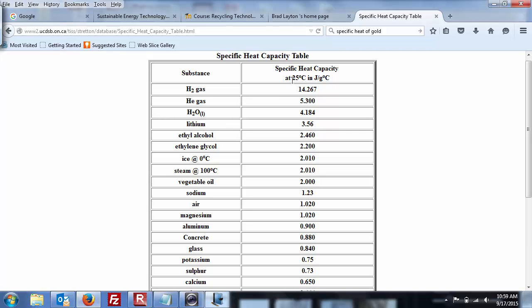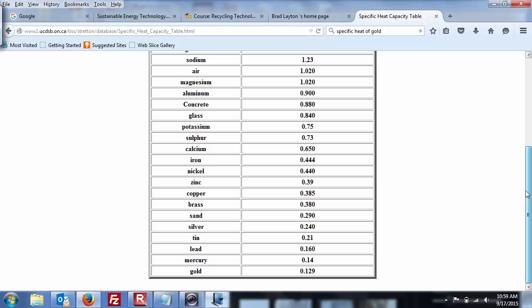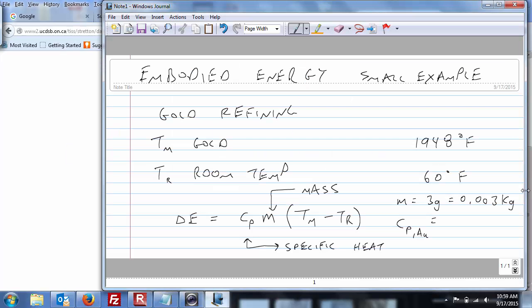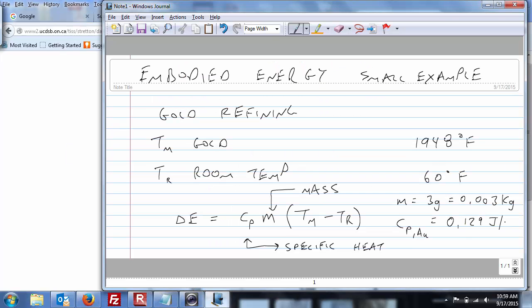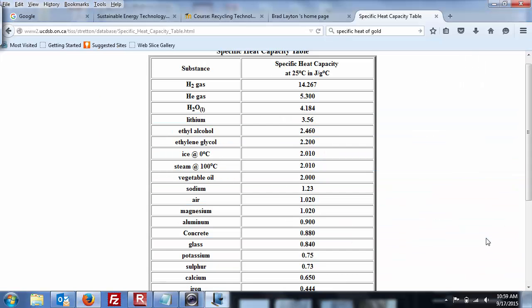And we're using the gold in its solid state. So this is just a simple example. So 0.129, and what do we say? This is joules per gram degrees Celsius. So this will give us an opportunity to do a little Celsius to Fahrenheit conversion as well.